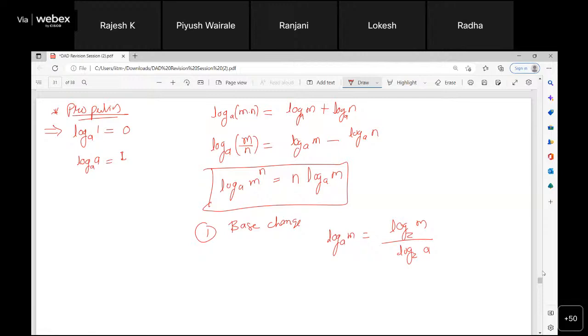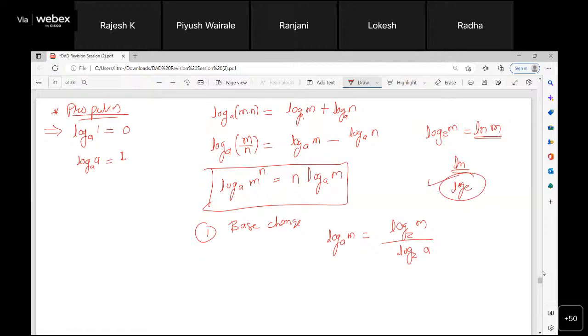And the natural log is to the base e. That is, log to the base e is our natural log, denoted as ln. That is, ln of m is the same as log of m to the base e, right? So if the question mentions ln, it means log to the base e, right?